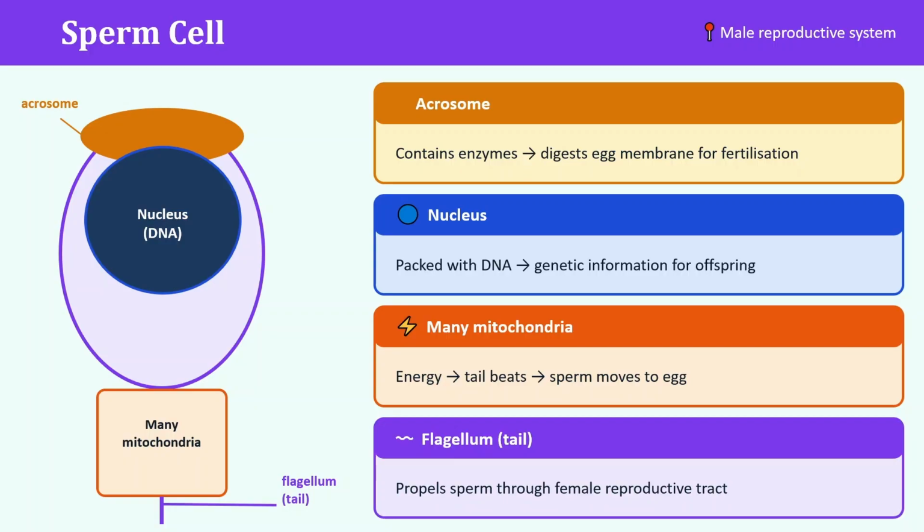And the long tail, that is called the flagellum. It beats from side to side, propelling the sperm toward the egg. Acrosome to enter the egg, nucleus carrying DNA, mitochondria for energy, and flagellum to swim. Everything about the sperm cell is designed for one purpose: to reach the egg and fertilize it.